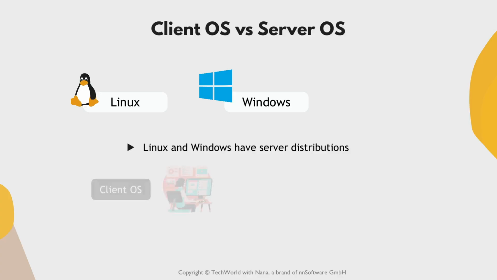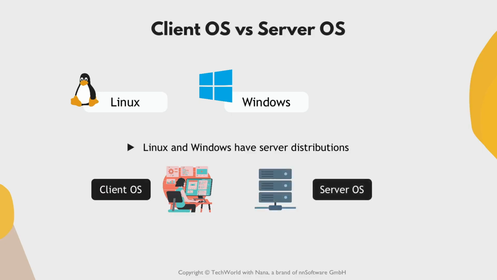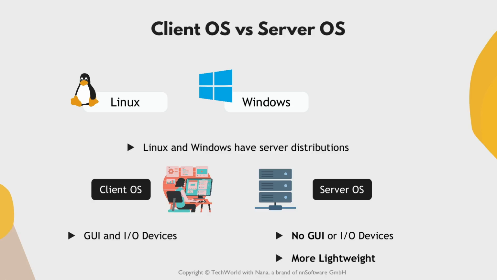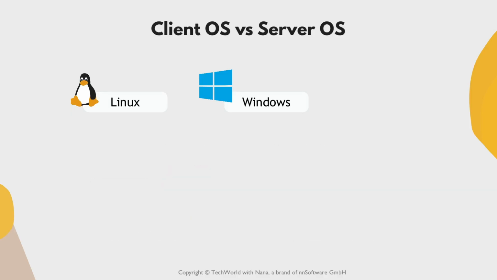So desktop or client operating systems power laptops or computers for personal use with a nice graphical user interface and I/O devices, and computers for running applications that public can access are powered by server operating systems, which usually have no graphical user interface or I/O devices. You just log into them with command line and administer the computer, like install and configure things from the command line. So server operating systems are more lightweight and use the hardware resources more efficiently by running only the needed resources.